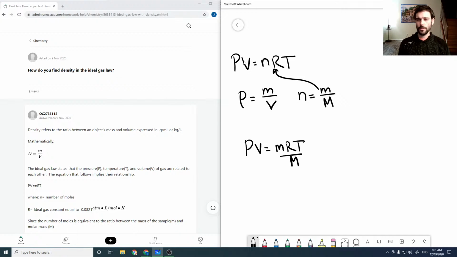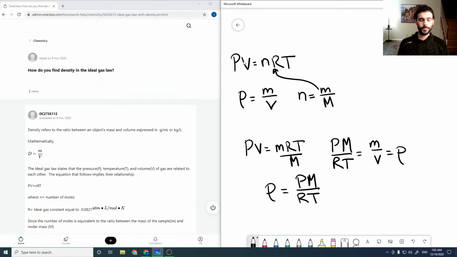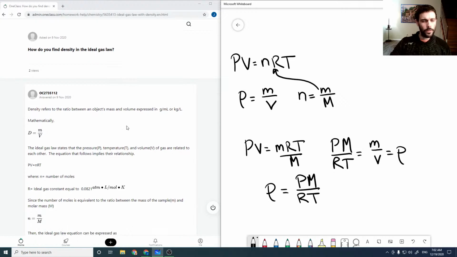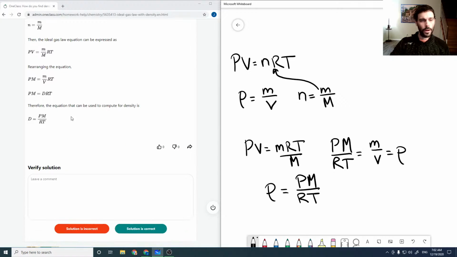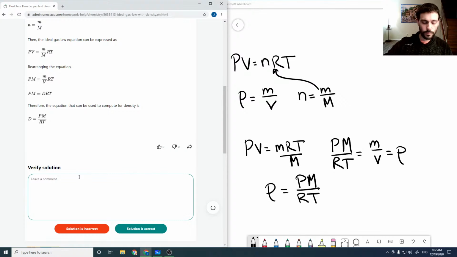And now we can rearrange to get mass over volume. So pressure times molar mass over RT is equal to m over V, which is equal to our density. So from the ideal gas law, density is pressure times molar mass over the ideal gas constant times temperature. Checking through the solution here: pressure times molar mass over RT. So that looks good.